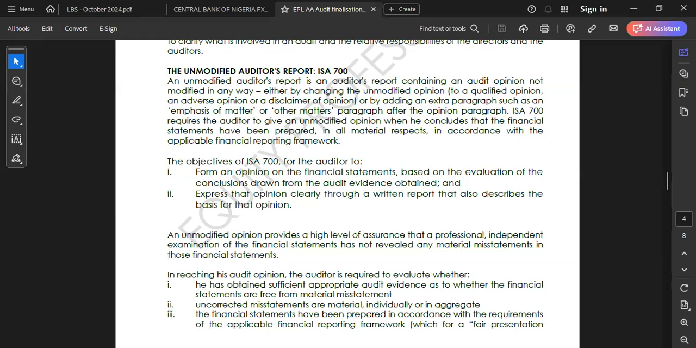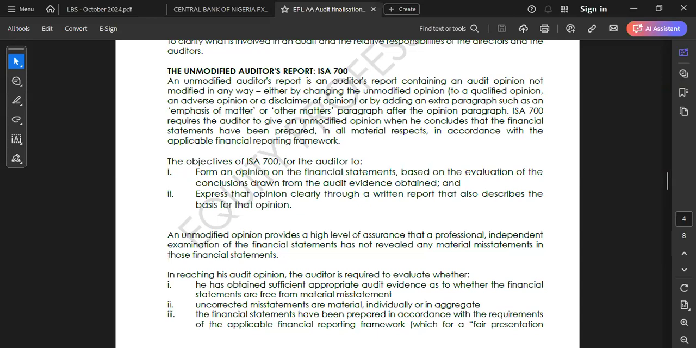Now, the objective of ISA 700 is to form an opinion on the financial statement based on evaluation of conclusions drawn from the audit evidence. So when you've gotten audit evidence and you see that this financial statement is fine, you issue what we call an unmodified opinion. And you will express this opinion through a written report. So when you are given an unmodified audit report, it will be clearly stated in that report that this financial statement shows a true and fair view, and that's what an unmodified audit report is.